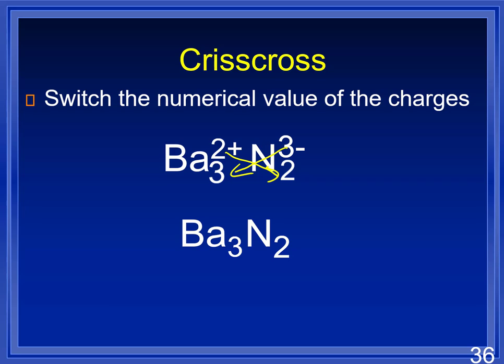Now, remember the definition for ionic compounds, though, says lowest ratio. So if you've got a 2 and a 4, you'd want to reduce it.